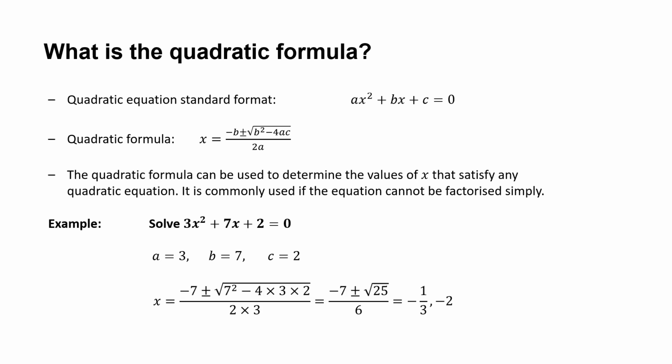When we do this, we're going to get that x is equal to minus 7 plus or minus the square root of 7 squared minus 4 times 3 times 2, all divided by 2 times 3. Simplified, this becomes minus 7 plus or minus the square root of 25 divided by 6, and this gives us our two values of minus a third and minus 2. And if we wanted to check, we could plug these values back into the equation, so our 3x squared plus 7x plus 2. And when we do this, we should get 0 in both cases.